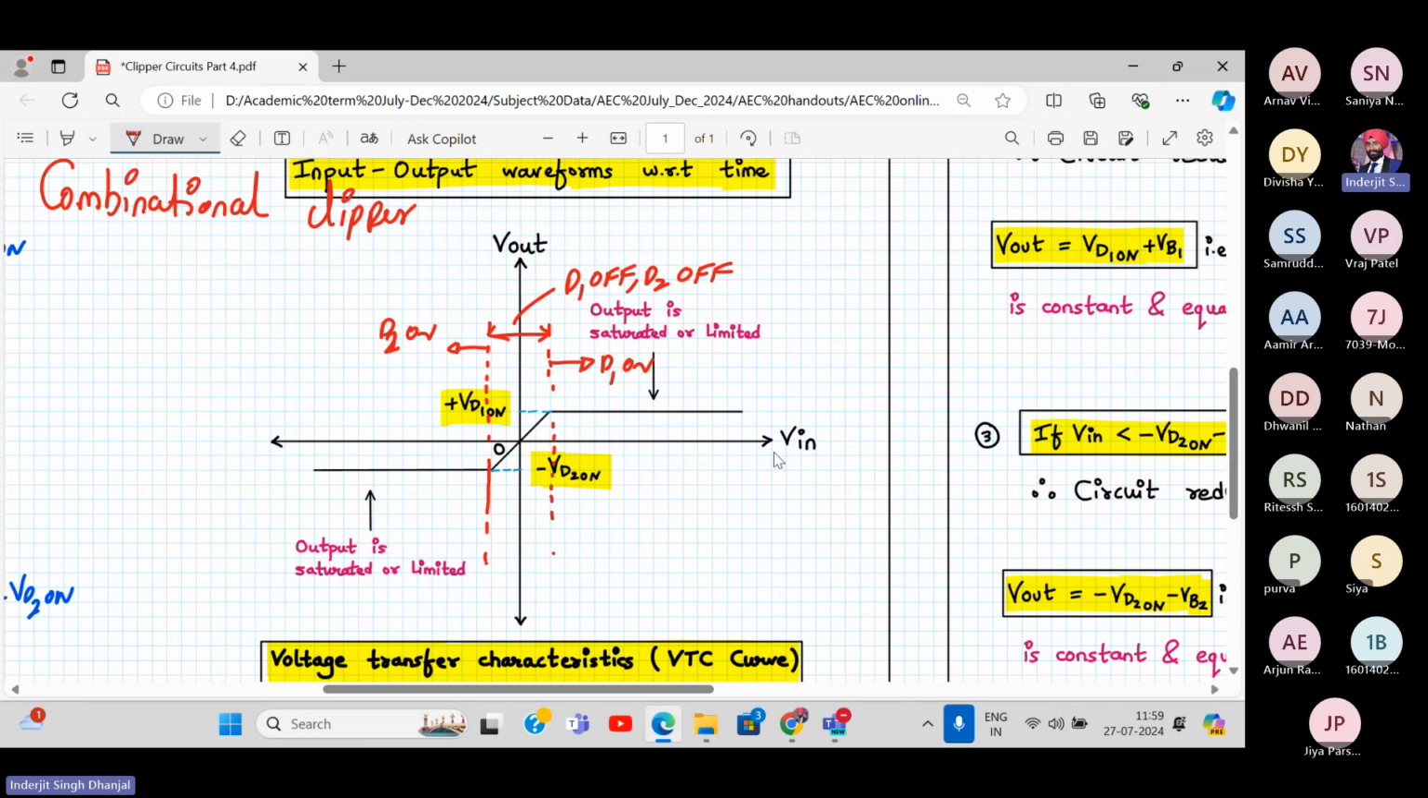Beyond this, whenever Vin becomes greater than VD1 on, my diode D1 is on, and output is stuck at VD1 on. And whenever input is less than minus VD2 on, my output is stuck at minus VD2 on. So this is my VTC curve of this combinational clipper. Understood this? I know I am a little fast, but have you understood the logic? We have to just find the clipping level. That's it. Everyone understood this? Yes. Okay, great.